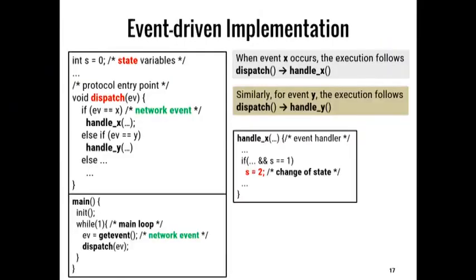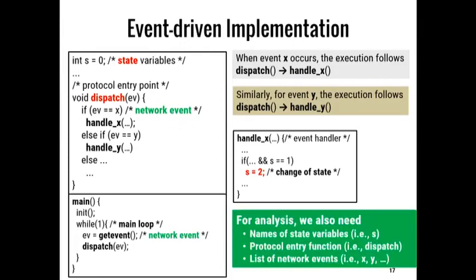Here is an example of a handler. What does it look like? Oftentimes, the handler also changes the state of the protocol. For example, here S is equal to 2, so it's changing from state 1 to state 2. So for our analysis, we require the source. In addition, we also require the name of the state variable, in this case S, the protocol entry function, which is the dispatch function that handles and dispatches all the events and calls the appropriate handlers, and the list of network events.